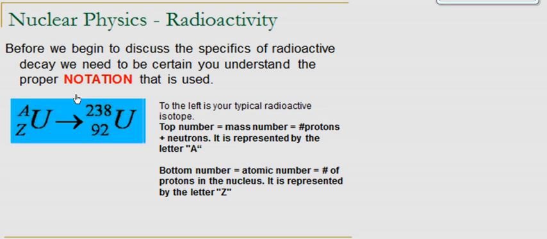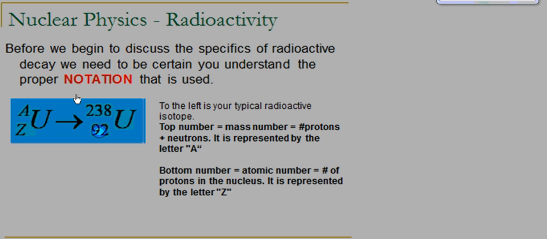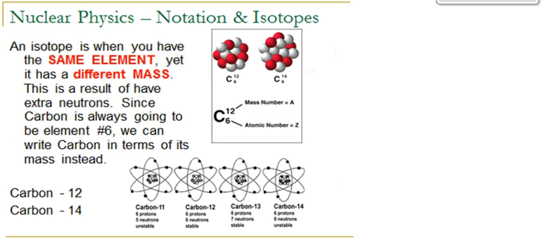This bottom number right here is what actually determines what element you're dealing with. If this is a 6, it's carbon. If this is a 10, it's neon, and so on. That's what the difference is.